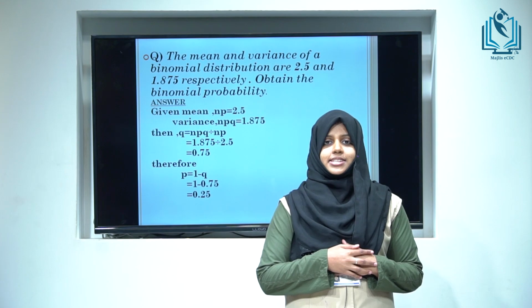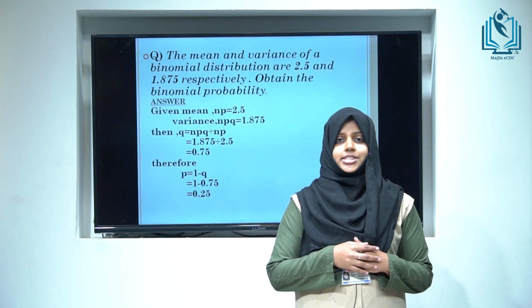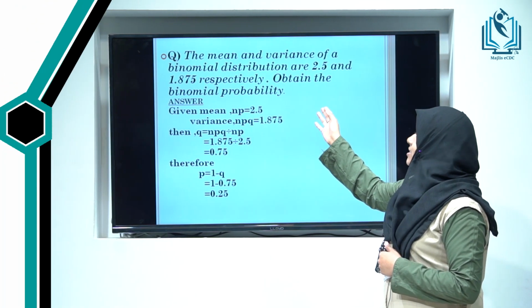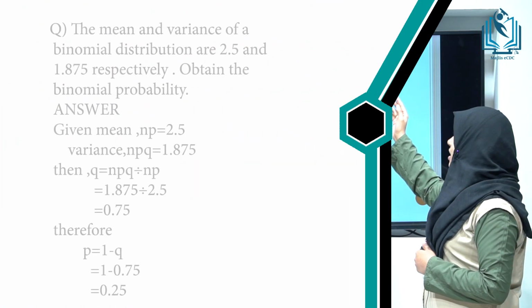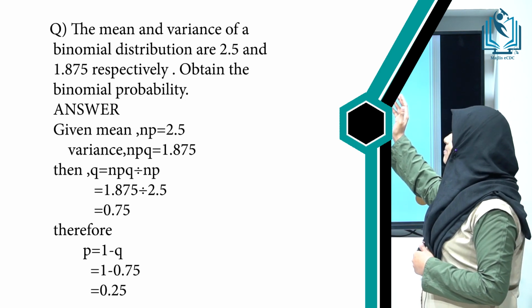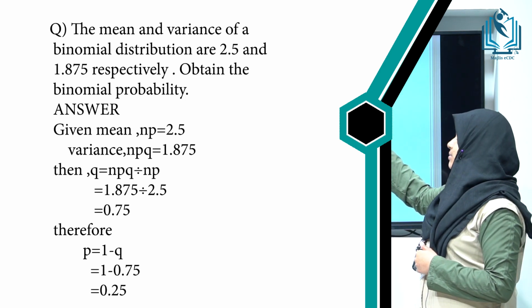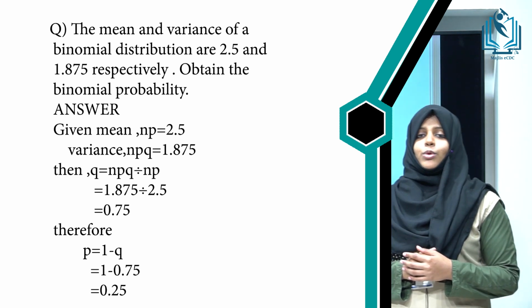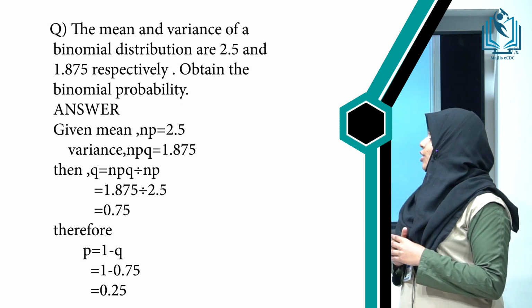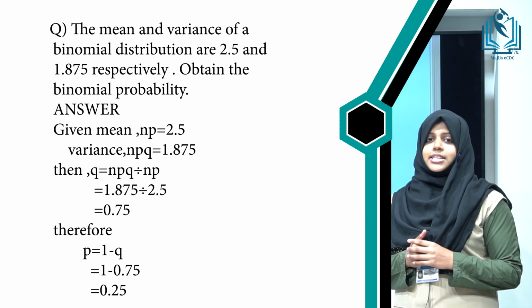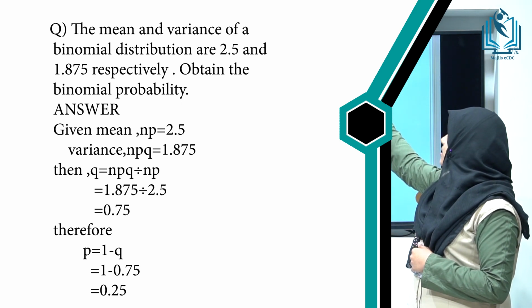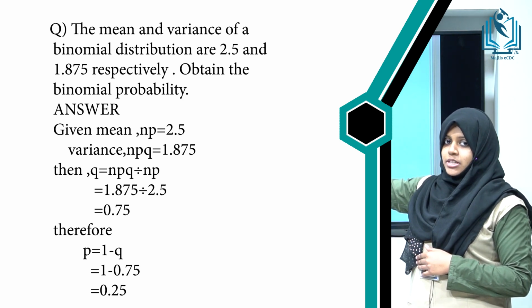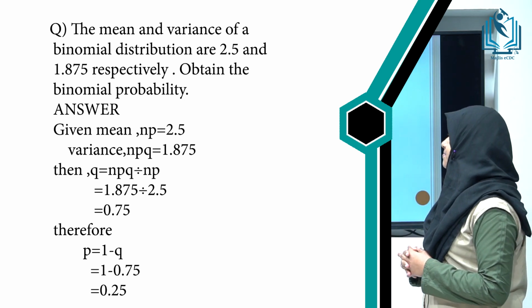Now next we can discuss a question related to binomial distributions. And here is the question. The mean and variance of a binomial distribution are 2.5 and 1.875 respectively. Obtain the binomial probability distribution. In this question we want to obtain the binomial probability distribution by using the parameters mean equals 2.5 and variance equals 1.875. Now we can solve this question.